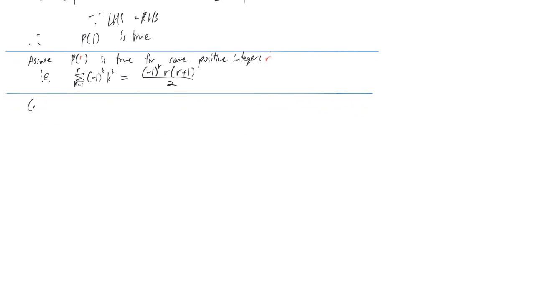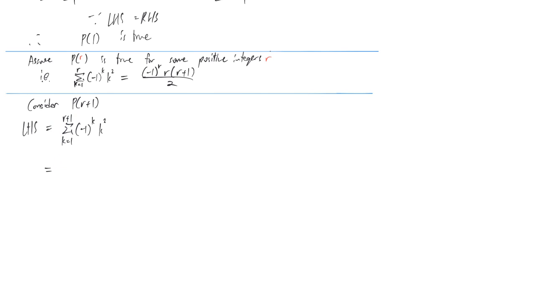Therefore, we are now going to consider the next case. Assume that Pr is true, and then we are going to consider the next case, Pr plus 1. So left hand side, you will have the summation from k equal to 1 up to k equal to r plus 1. Which means from 1 to r, and then we have an extra term, which is the r plus 1 case.